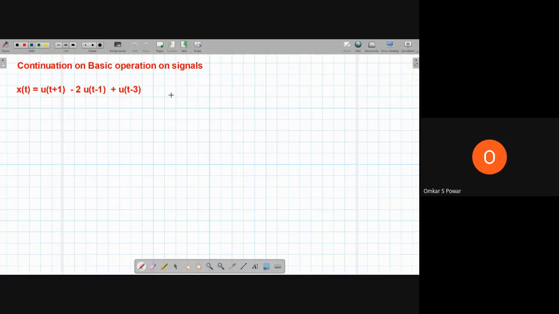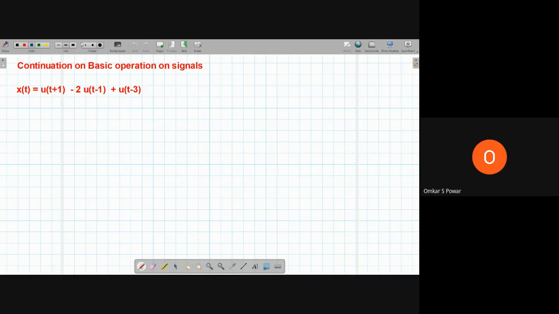Hello everyone. In the last slide, we have seen the basic operations on signals, like folding, shifting, scaling, scalar addition, scalar multiplication, etc. So in this class, we are going to continue with some problems on that.